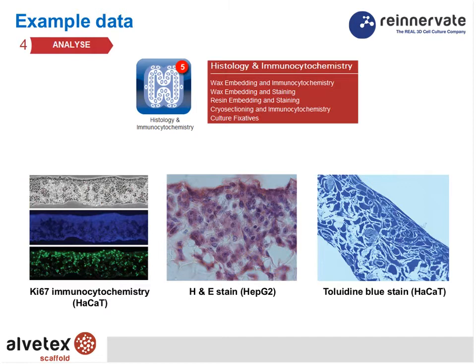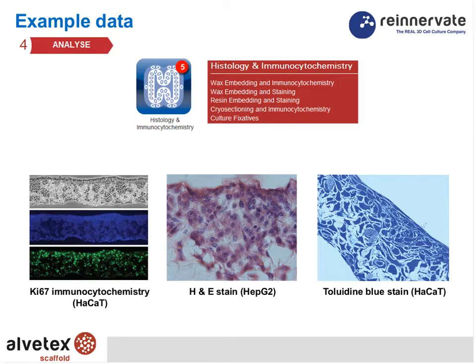This slide has some example data from different histological methods, and what you can appreciate is that most common histological methods are compatible with the scaffold. On the left, we see some immunostaining of the proliferative marker Ki67 in wax-embedded HaCaT cells, and also a nuclear counterstain, all taken from within the same section.